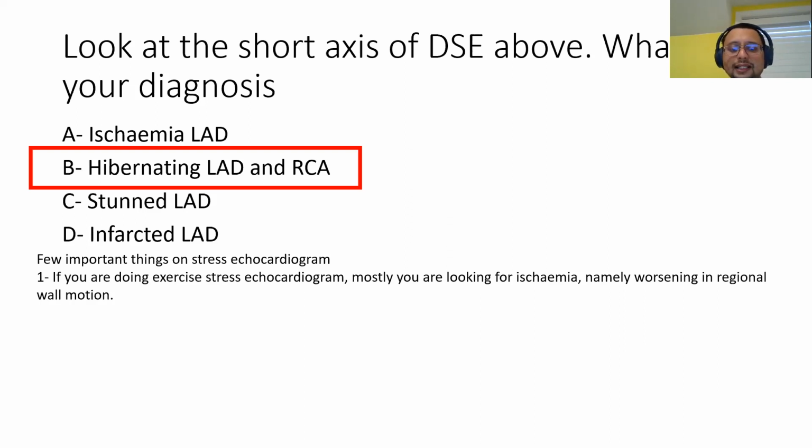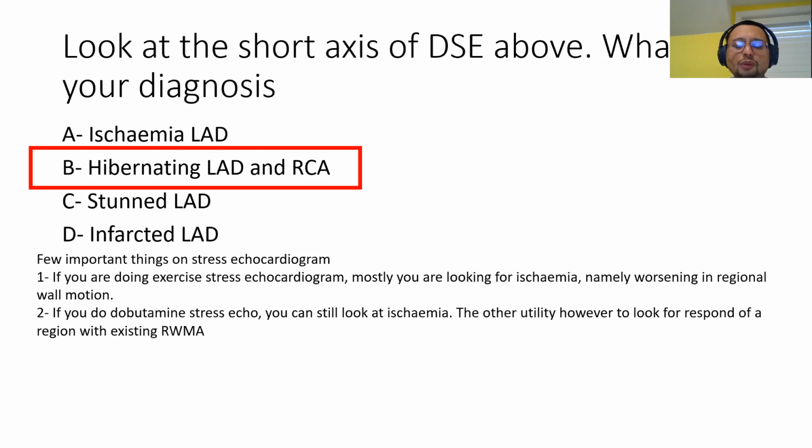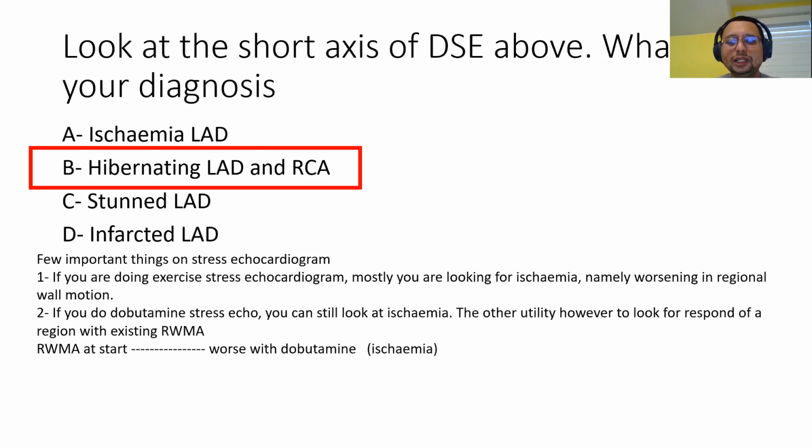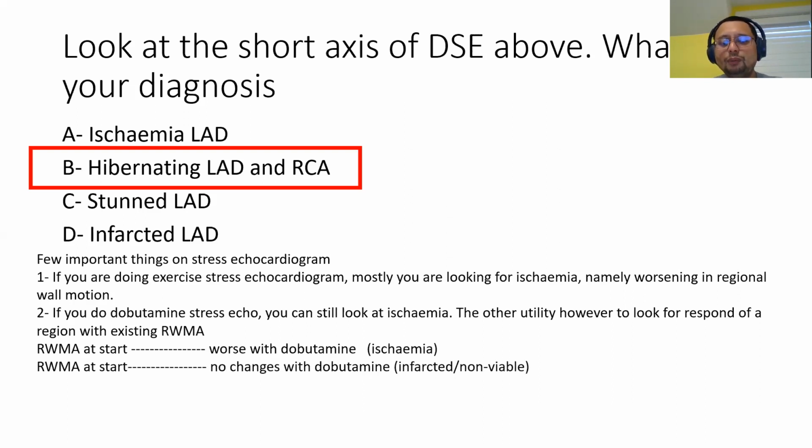If you are doing exercise stress echocardiogram, mostly you are looking for ischemia, namely worsening in regional wall motion. If you are doing dobutamine stress echo, you can still look at ischemia. However, the more important utility is to look for response of a region with existing regional wall motion abnormalities. If you start with hypo and become worse with dobutamine, that means you have infarction with peri-infarct ischemia. If you start with hypo and there is no change, that is an infarcted segment with normal surrounding myocardium.